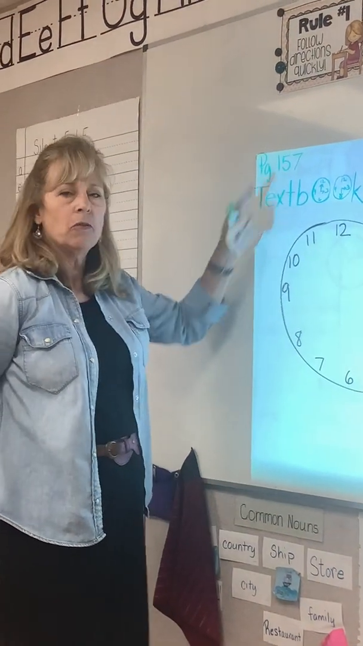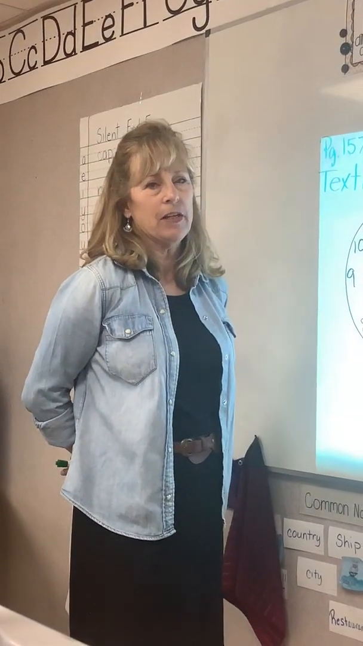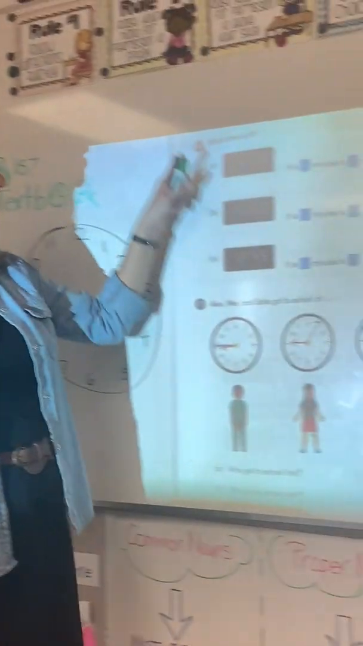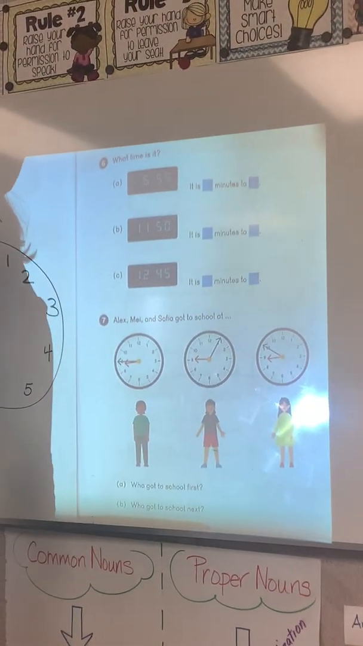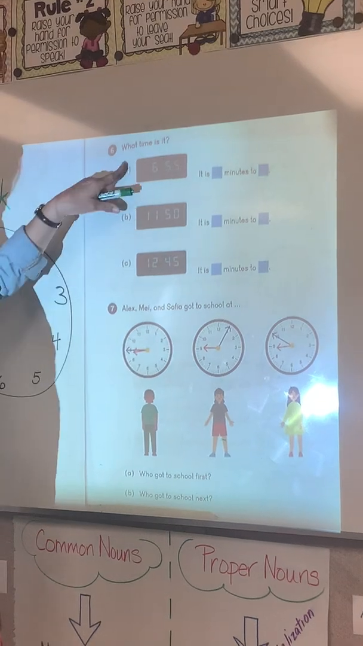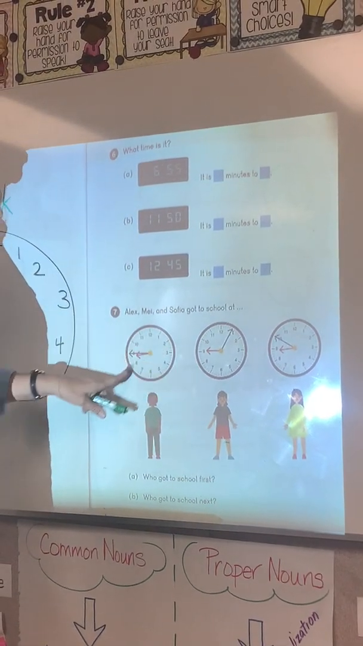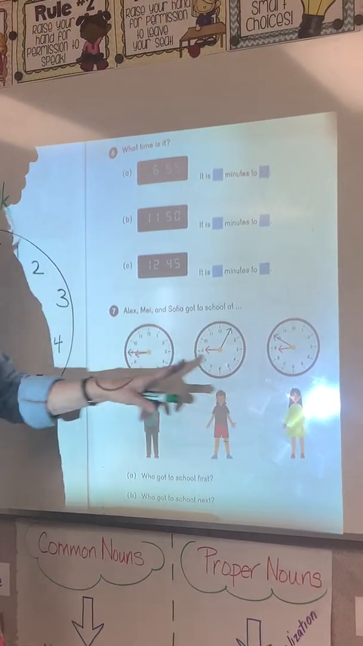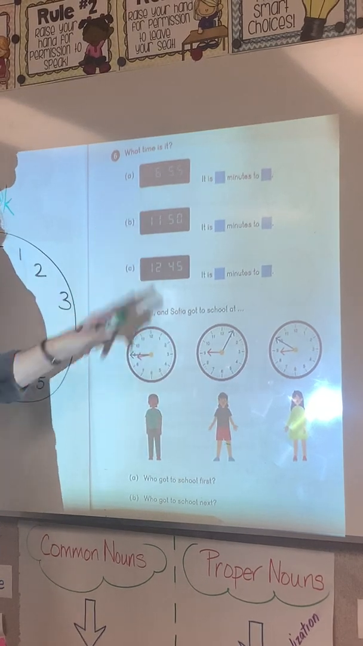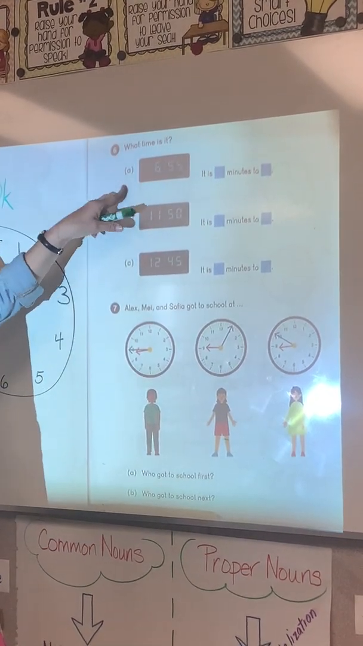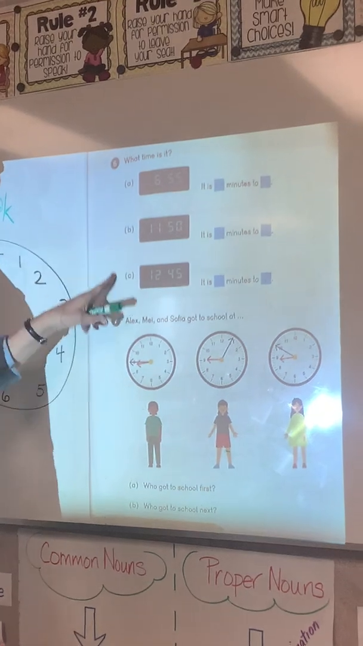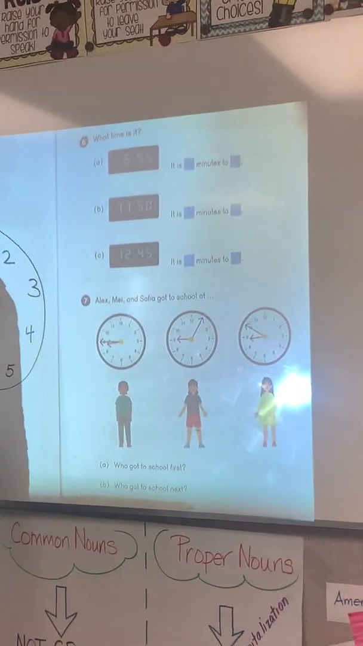We're going to continue. We're picking up at page 157 in the textbook. It's right here. We were talking about how easy digital clocks are to read. These are digital clocks, and these are called analog clocks, okay? They're a little bit harder to read than the digital ones. So let's look at these few times that are represented on the digital clock.